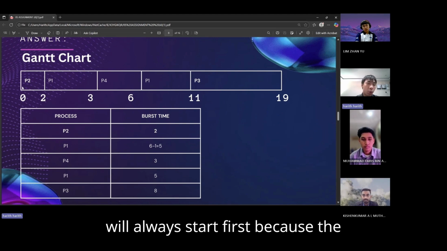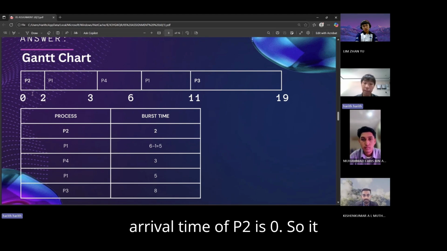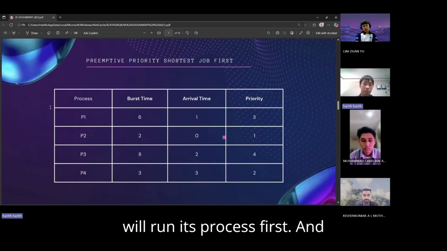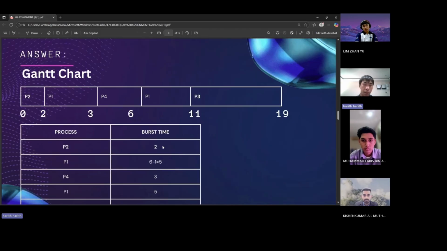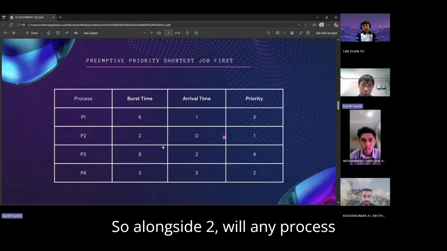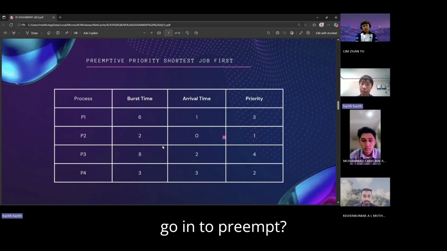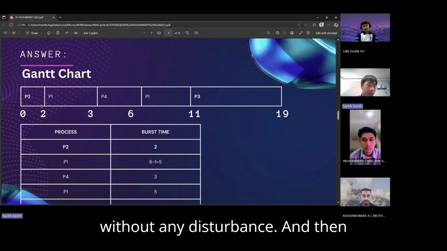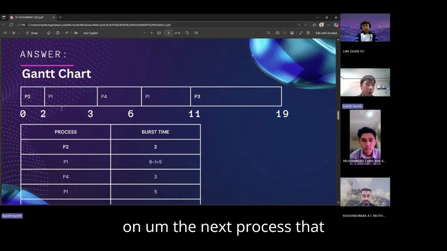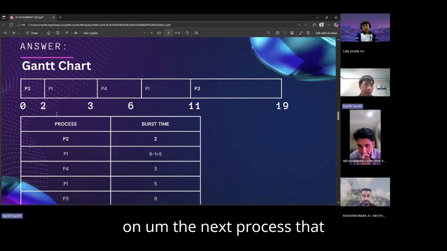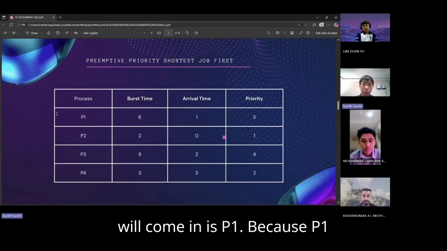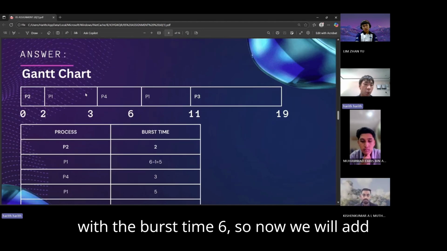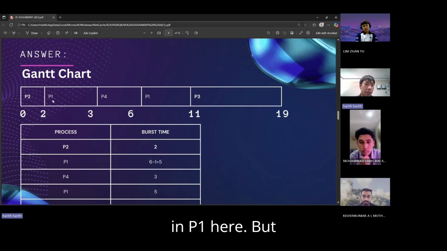So P2 will always start first because the arrival time of P2 is 0. So it will run its process first, and P2's burst time is 2. So alongside 2, will any process go in to preempt? No. So it will just run its own process without any disturbance. And then the next process that will come in is P1, because P1 arrival time is 1 with the burst time 6. So now we will add in P1 here.